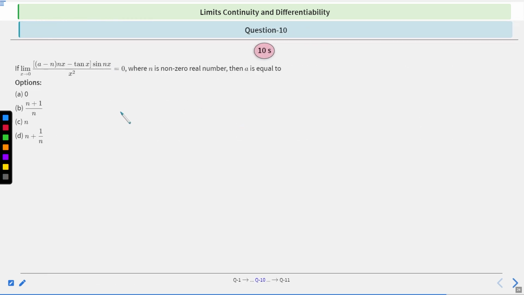Question number 10 says: if the limit as x tends to 0 of (a - n)nx - 10x sin nx upon x² is equal to 0, where n is a non-zero real number, then a is equal to. So you have 10 seconds to solve this question. After 10 seconds, we will discuss the solution.